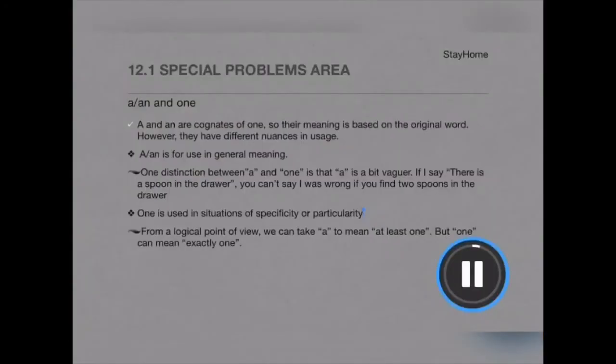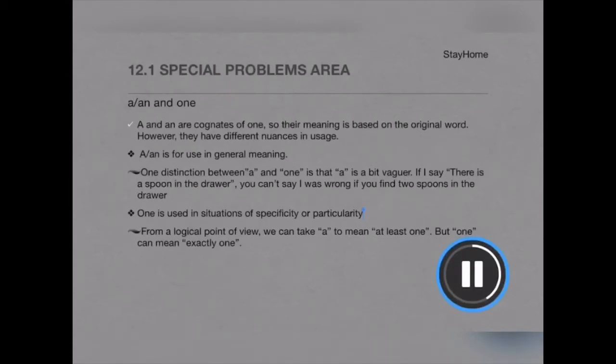12.1 A and an. A and an are variants of one, so their meaning is based on the original word. However, they have different nuances in usage. A and an are used in a general meaning.